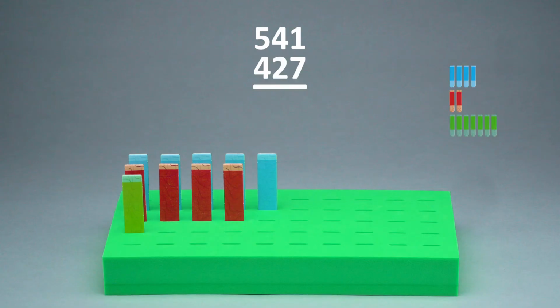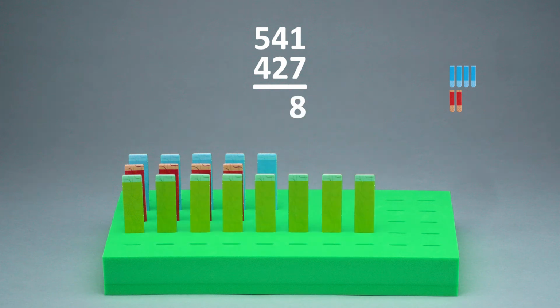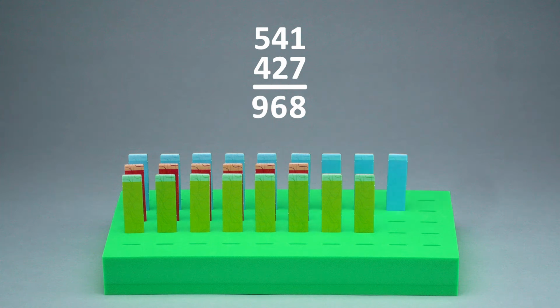541 plus 427. First, we add the ones together. 1 and 7 equals 8. Then, we add up the tens. 4 and 2 equals 6. Finally, we add up the hundreds. 5 plus 4 equals 9. 541 plus 427 equals 968.